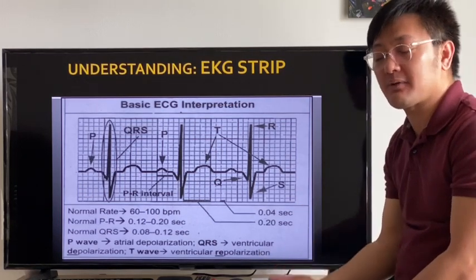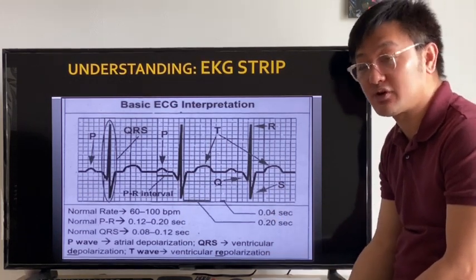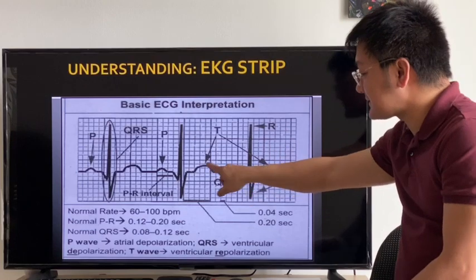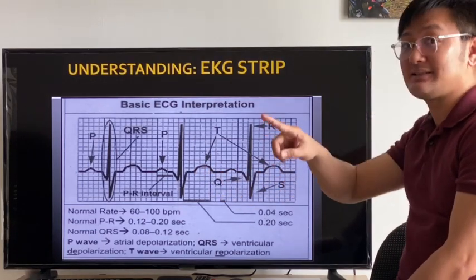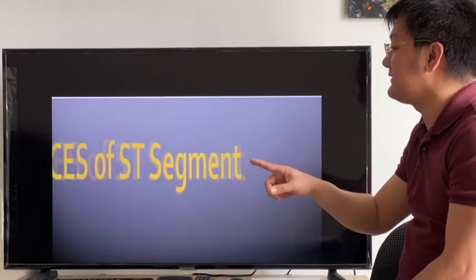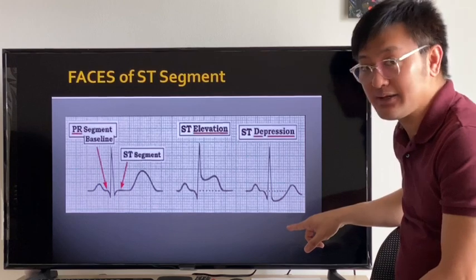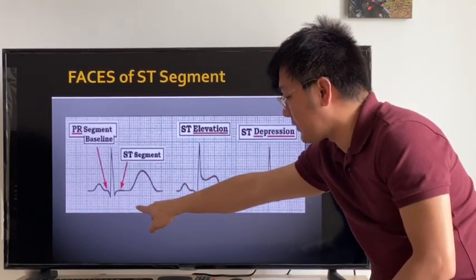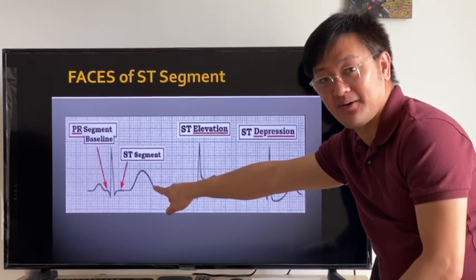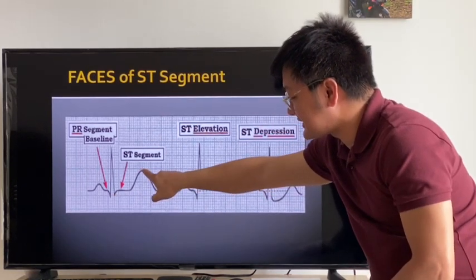I hope you remember, I hope you heard inverted T wave or T wave inversion. Remember that the T wave is always upward. The moment that the T wave is downward, we call that an inverted T wave. Am I right? If the T wave is upward, that's normal. If it's downward, it's inverted. Can you follow? Next.